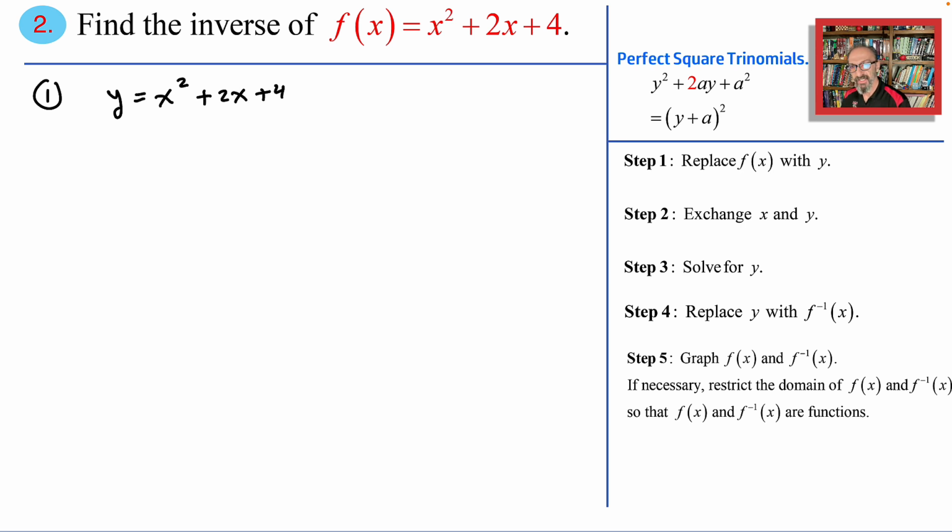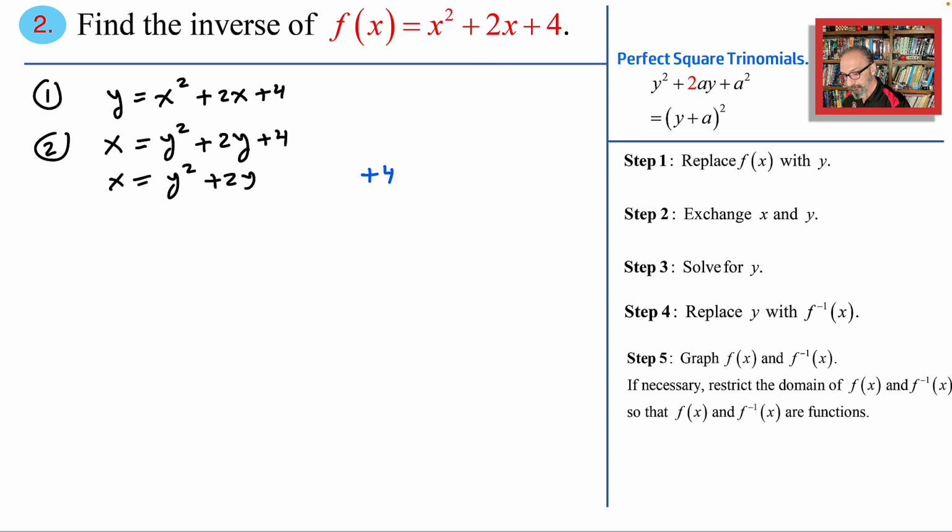We need to exchange x and y for step number 2. So this becomes x, and this is y to the second plus 2y plus 4. To solve for y, we need to complete the square, and I'll show you what we mean by this and why we need it. So y to the second plus 2y. Let's push the 4 to the right side.